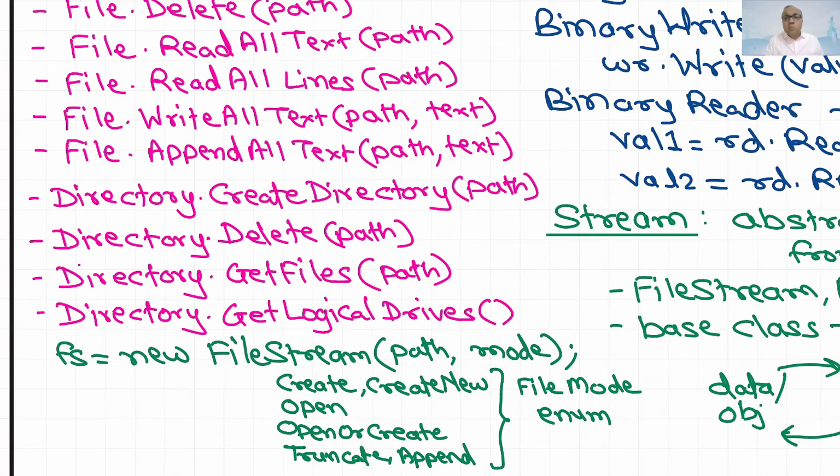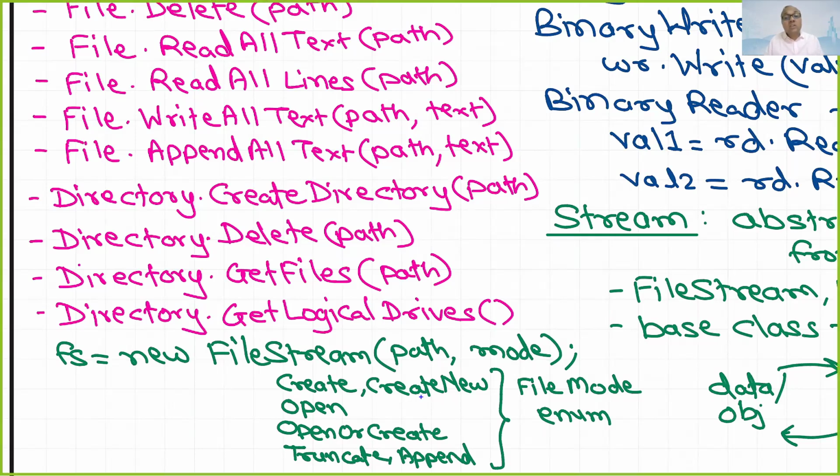Now see that this mode is an enum, and that enum has multiple different values. The interesting values are FileMode.Create. Create means you are creating a file. If the file already exists, then you are actually overwriting it. Then there is a second option called CreateNew. What CreateNew is doing is creating a new file, and if the file already exists, then it will give you an exception. Then we have Open. What is Open doing? It is opening the file for you.